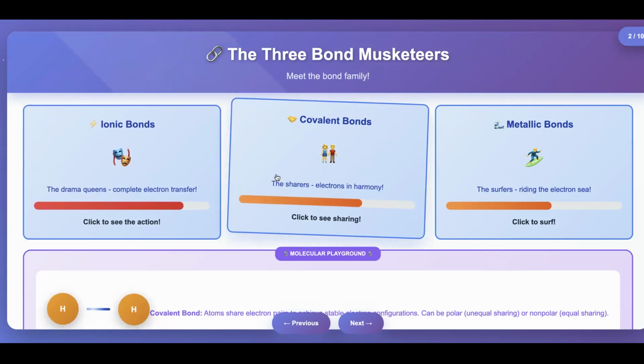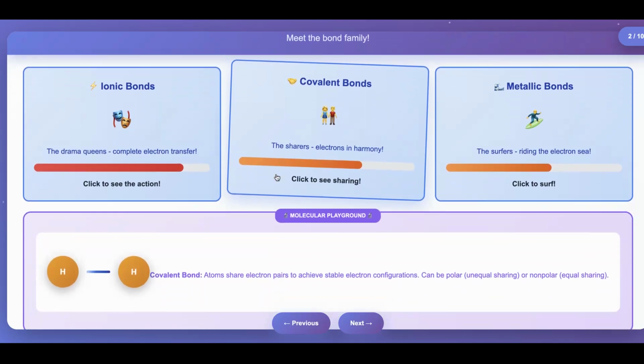What about covalent bonds? Here there is sharing of electrons between 2 atoms. Maybe the same atoms, like hydrogen in the hydrogen molecule, or different ones, like H and Cl in the hydrogen chloride molecule. So they try to achieve the stable electron configuration of the next noble gas. It can be polar or it can be nonpolar. It depends on whether the sharing of the electrons between them is equal or unequal.